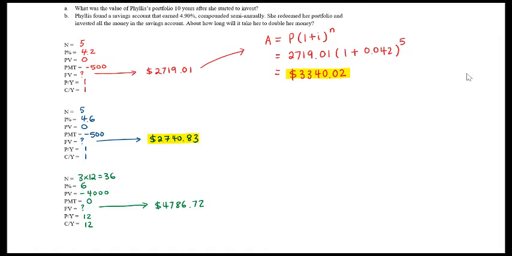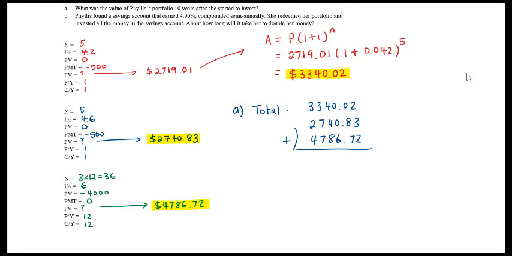And you're going to add the next two numbers to get the total. So for question A, the total investment after 10 years is the sum of the numbers that we highlighted: $3,340.02, $2,740.83, and $4,786.72. If you add these up, you should get $10,867.57. That is our total for question A.